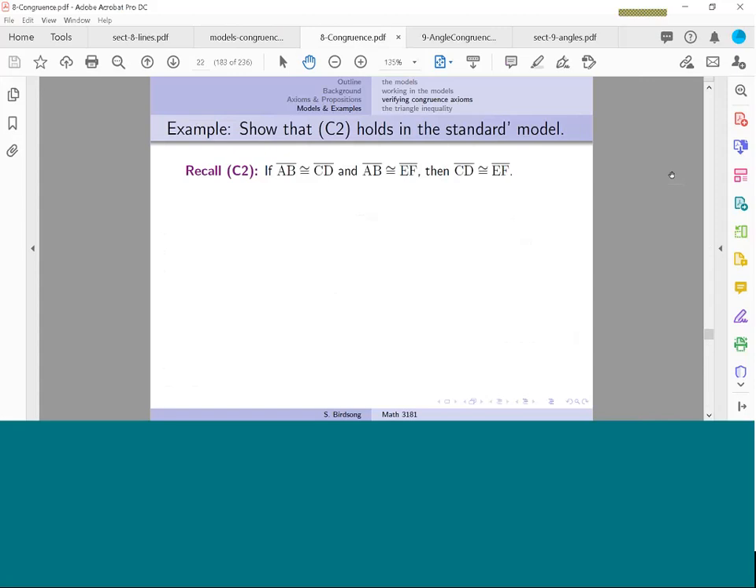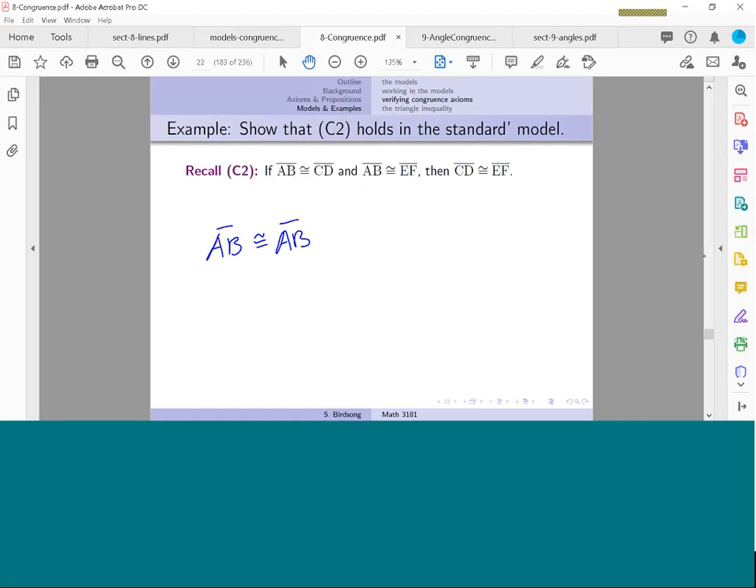So just to remind ourselves, our second congruence axiom was: if you've got some line segment AB congruent to some other line segment CD, and AB is congruent to another line segment, then those two line segments that AB is congruent to are themselves, of course, congruent. Now, the second congruence axiom also has a second part, and it says every line segment is congruent to itself. In other words, this guy. So AB congruent to AB.